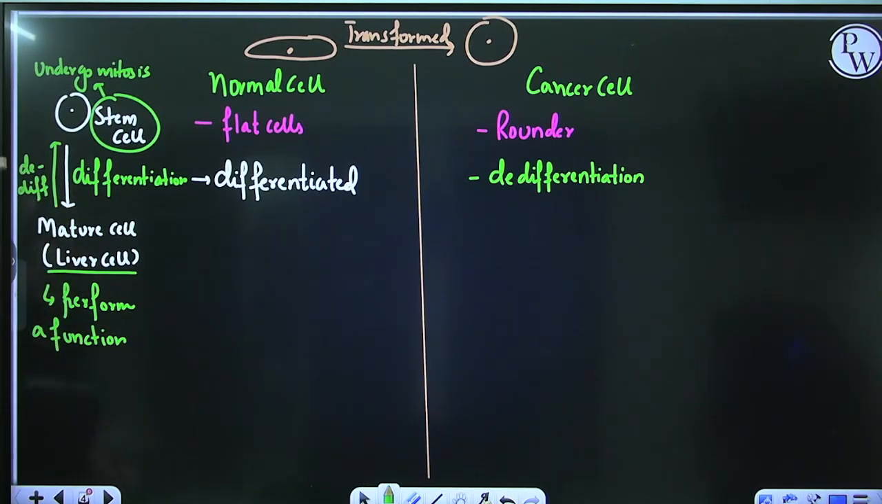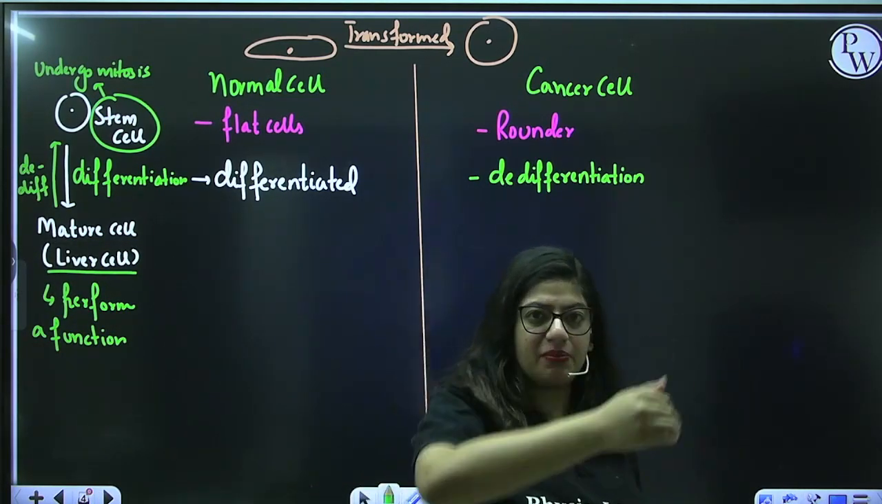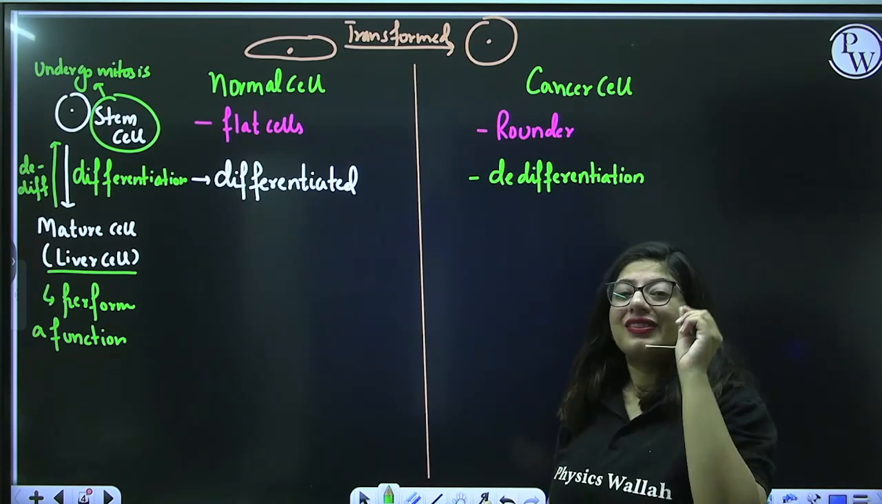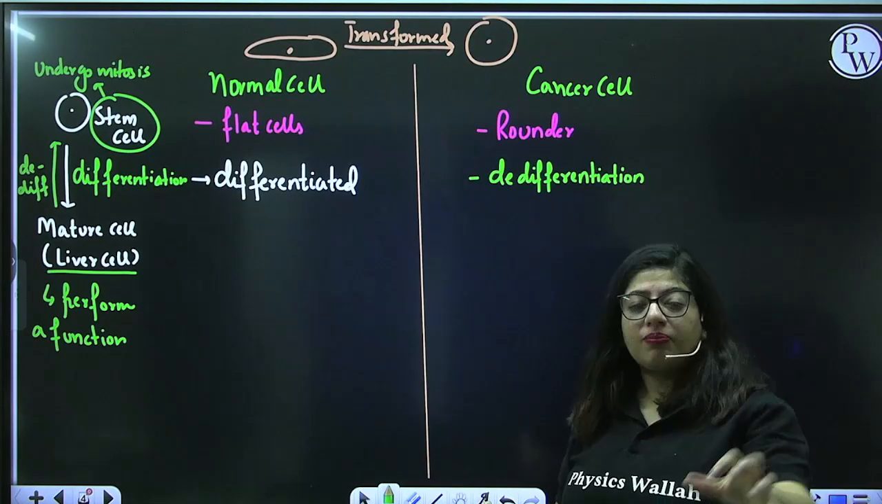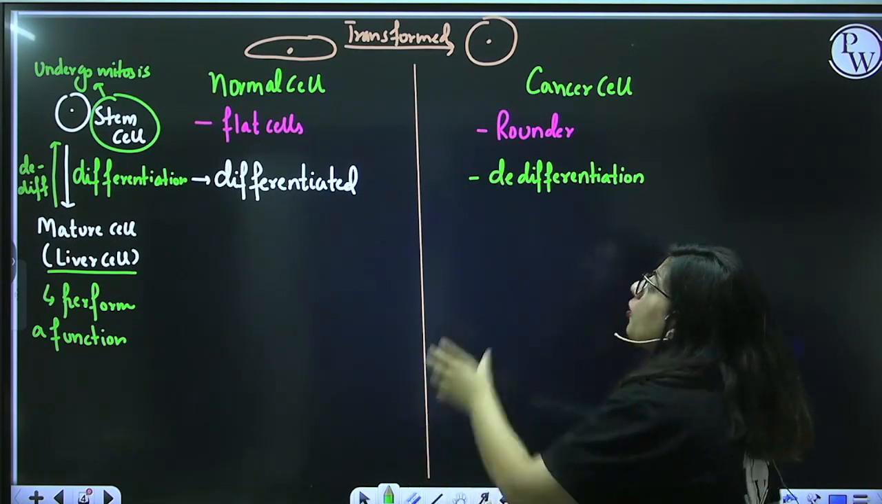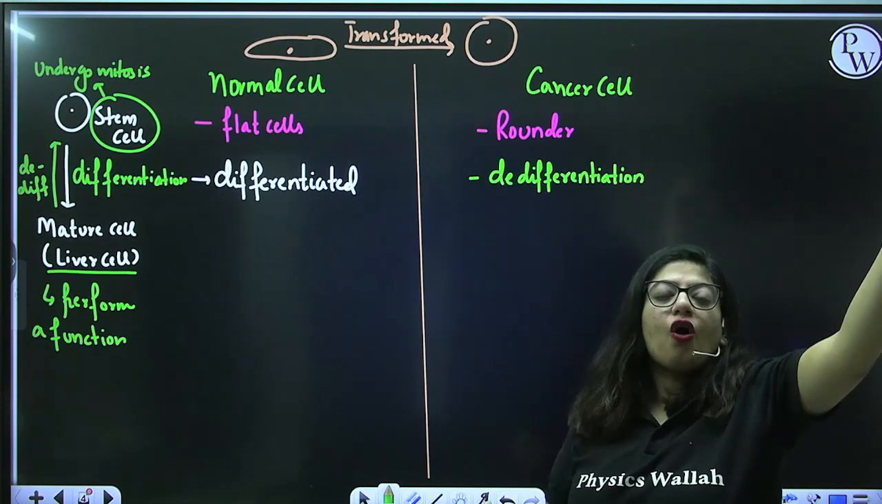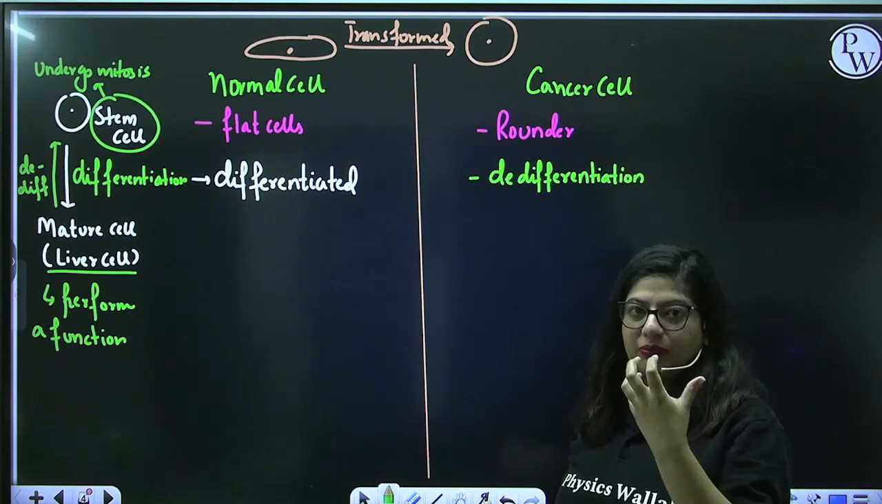So in a cancer cell, the reverse thing happens, right? What happens in the reverse thing? The differentiated cell goes back to its stem cell stage, and this process is known as dedifferentiation. That's why they undergo rapid mitosis or they multiply faster. Why? Because these cells are dedifferentiated cells, they have moved back to their original state where now they act as a stem cell and they keep on multiplying, right?